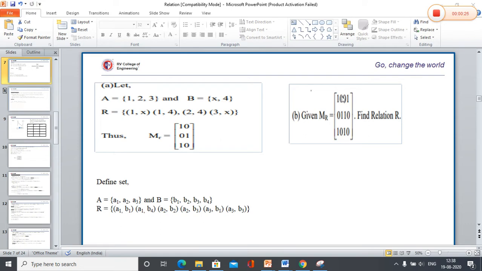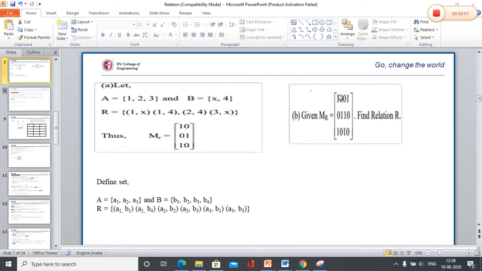So here this matrix has 3 rows and 4 columns. That means the first set will have 3 elements and the second set will have 4 elements. Now suppose first set elements are A1, A2, A3 and second set elements we are representing by B1, B2, B3 and B4. So wherever we have 1, that particular pair we have to write. Otherwise, if it is 0, we need not write.